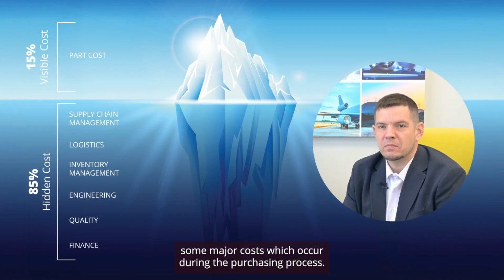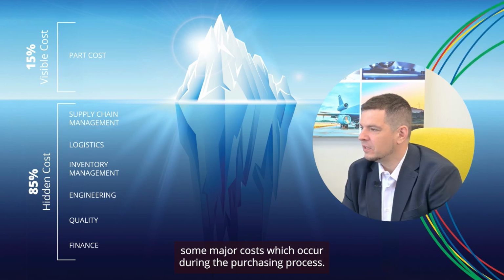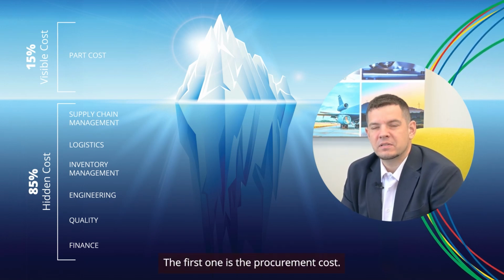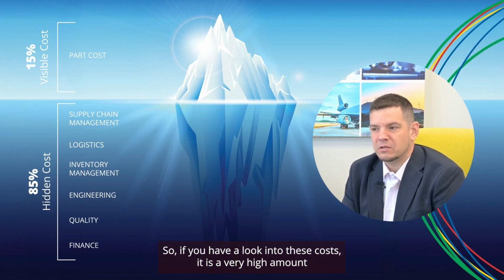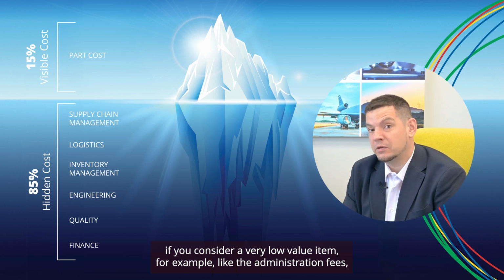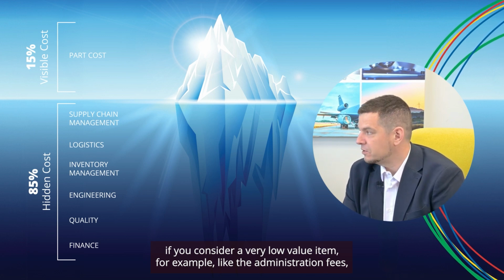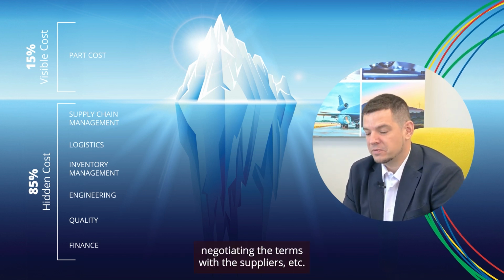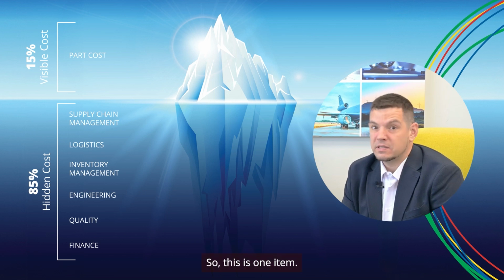So to tell some words about the different cost elements of a part's full price, I would like to highlight some major costs which occur during the purchasing process. The first one is the procurement cost. If you have a look into these costs, it is a very high amount if you consider a very low value item, for example, like the administration fees, the different order processing costs, sending out the orders, negotiating the terms with the suppliers, etc. So this is one item.